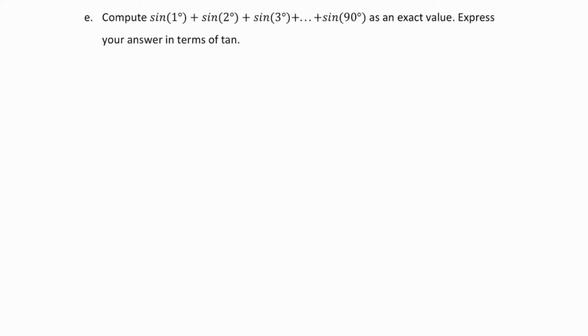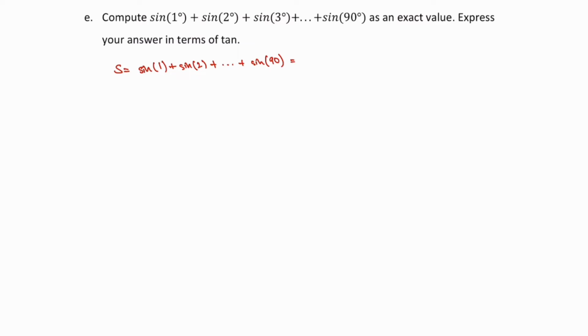So for part E, I gave the hint that this is a telescopic series in disguise. So I'm going to show you how it's done now. I'm going to let S equal my sum, which is sine of 1 degree plus sine of 2 all the way up to sine of 90.